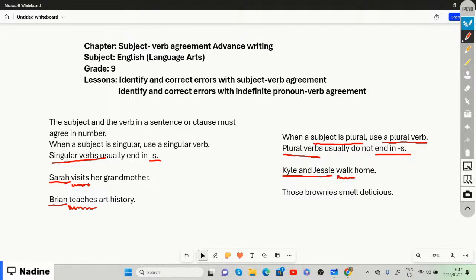So there we have our plural subject, which is two people, and our plural verb, right? We say that it does not end in S. So then we have Kylie and Jesse walk home.